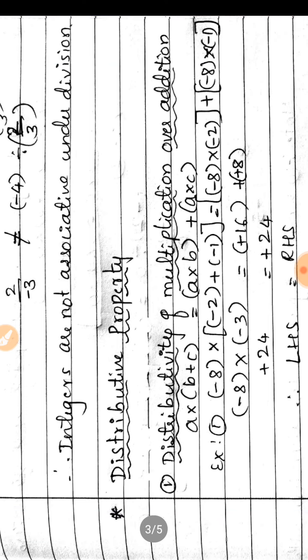Then go for the distributive property. How do we associate the numbers to solve the integers? By associating two numbers we can solve. By that we can understand. By distributing means whatever the number we are.